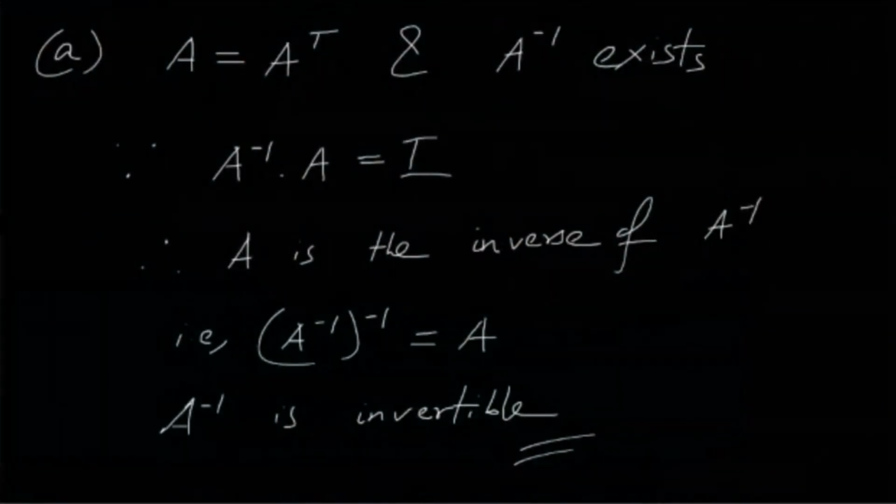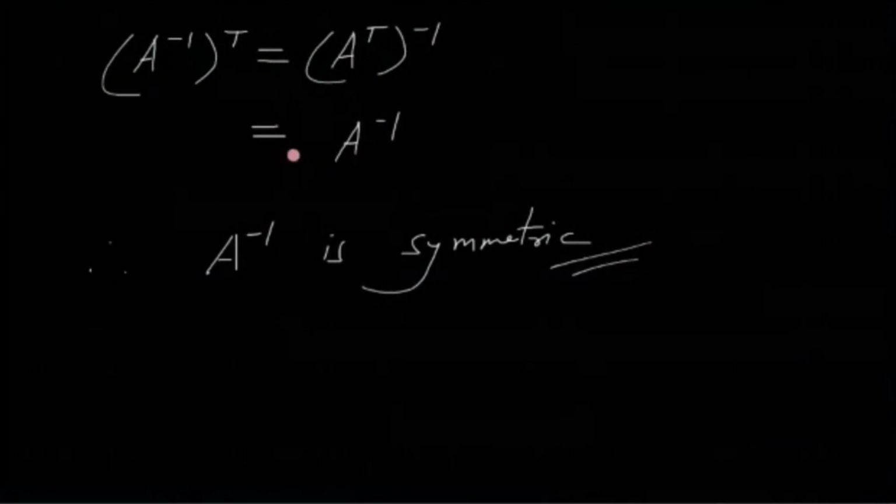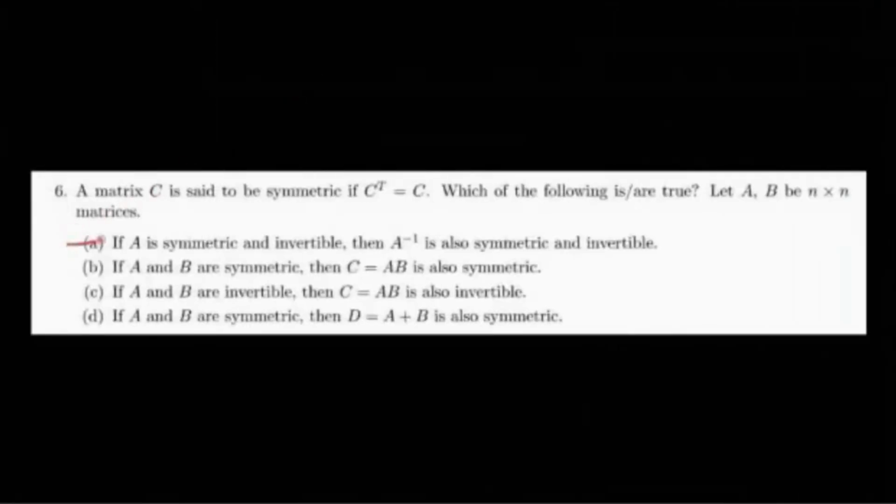So A is symmetric, that means A is equal to A transpose, right? And A inverse exists because it is said that A is invertible. So these are the information given. Therefore A inverse into A is equal to I, the identity matrix. Therefore A is the inverse of A inverse. That means A inverse is invertible, right? And about the transpose, the transpose of the inverse is actually nothing but the inverse of the transpose. So it is again A transpose is A, so ultimately it is A inverse. So A inverse is symmetric. Therefore, option A is true.